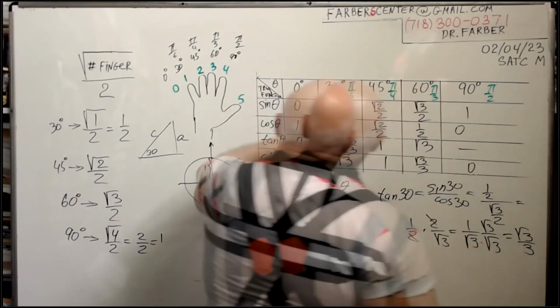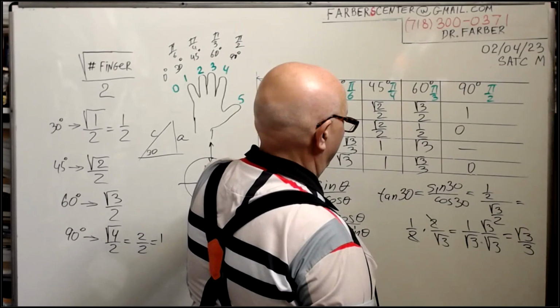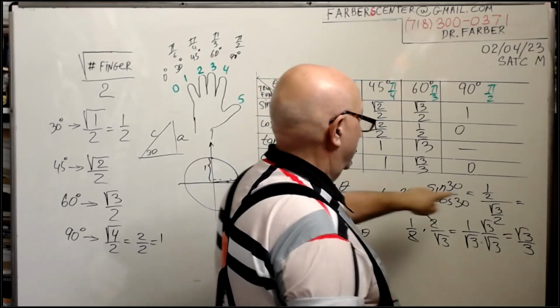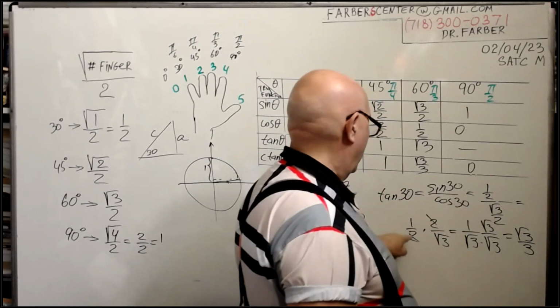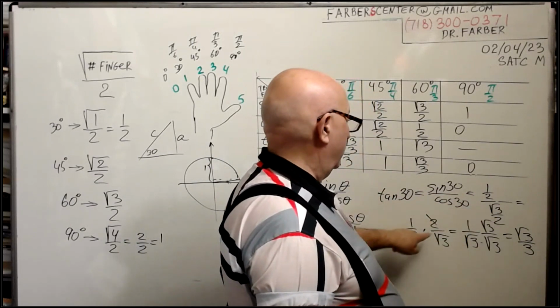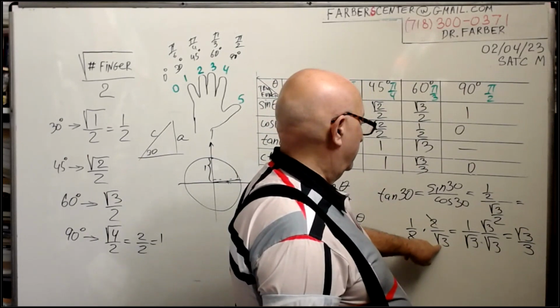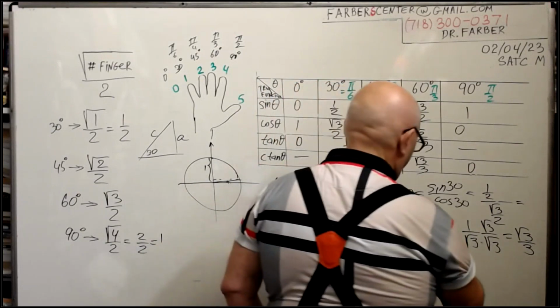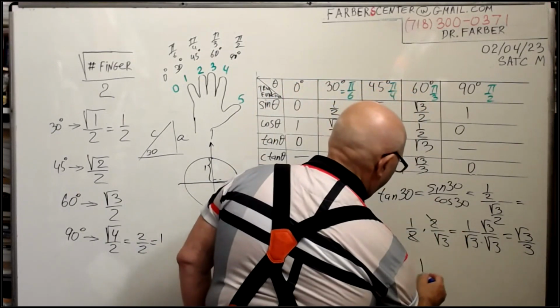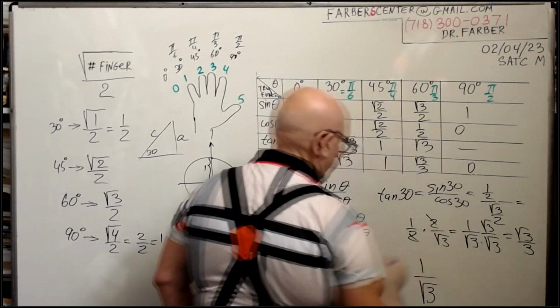What is sine of 30? 1 over 2? Yes. Cosine of 30, square root of 3 over 2. Keep, change, flip: 1 over 2 times 2 over square root of 3. So far, so good? Now, what did I get here? I got 1 over square root of 3.